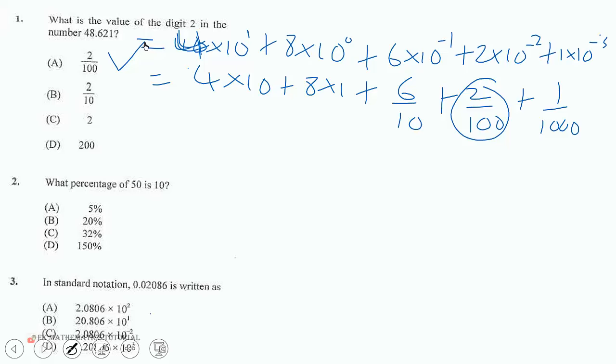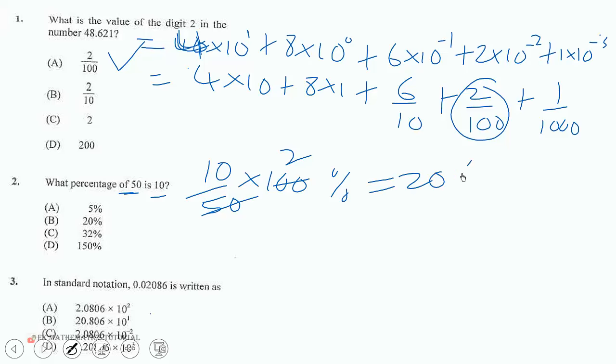What percentage of 50 is 10? So the one that comes immediately after "of" will be the denominator, and this one will be the numerator. So 10 over 50 times 100%. So 50 will go into 100 2 times. Now 10 times 2 is 20, so 20%.